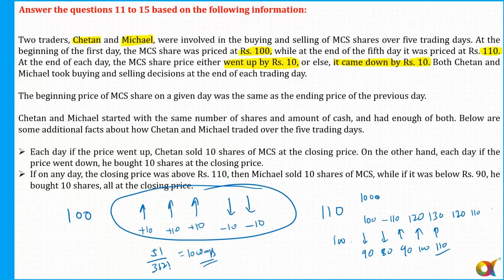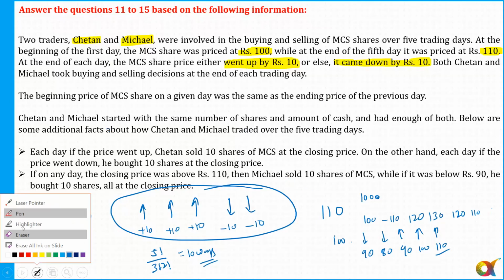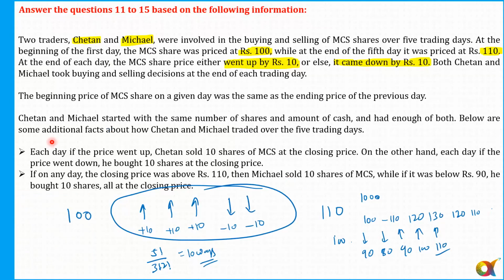Okay. Now, next lines here. The beginning price of the MCS shares on a given day was the same as the ending price of the previous day. Now, Chetan and Michael started with the same number of shares and amount of cash, and had enough of both. Below are some additional facts about Chetan and Michael trading over the 5 days.